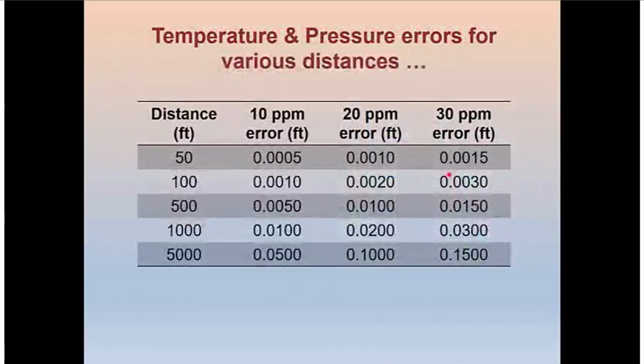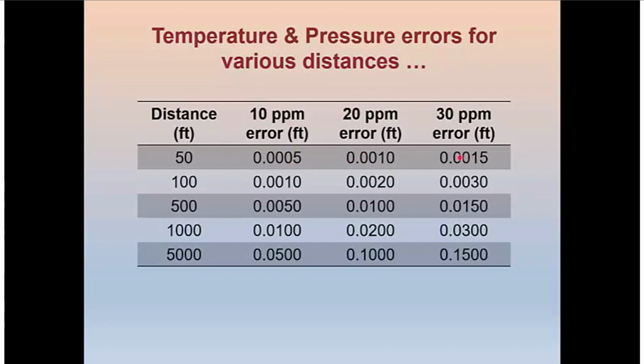To look at what this means in terms of distances measured, just look at this table and we can see that from distances from 50 to 5,000 feet, with the ppm error being 10, 20, or 30, this error increases as we go diagonally across the table. So our error is really small for the 50-foot distance. It's insignificant right here.